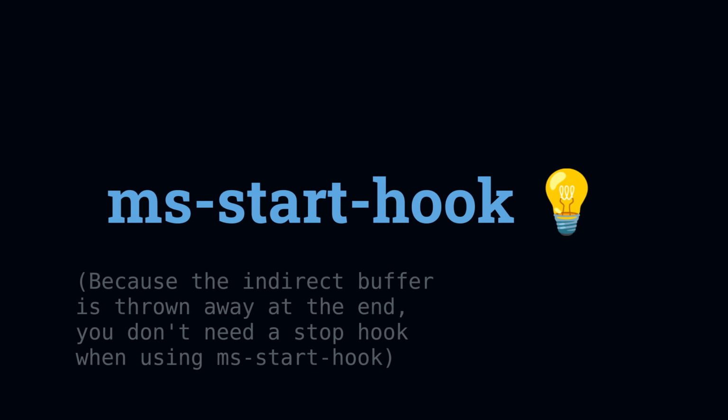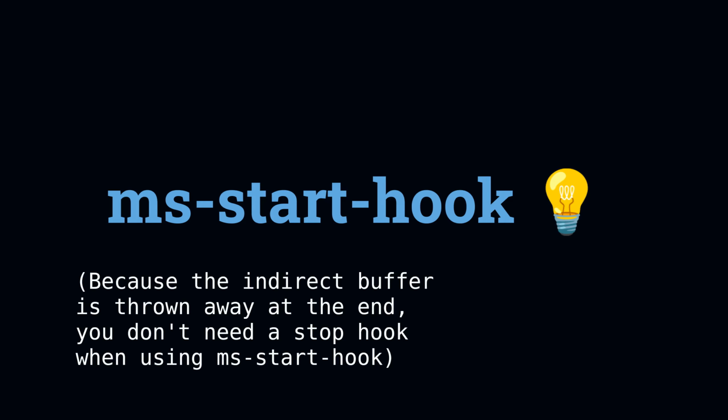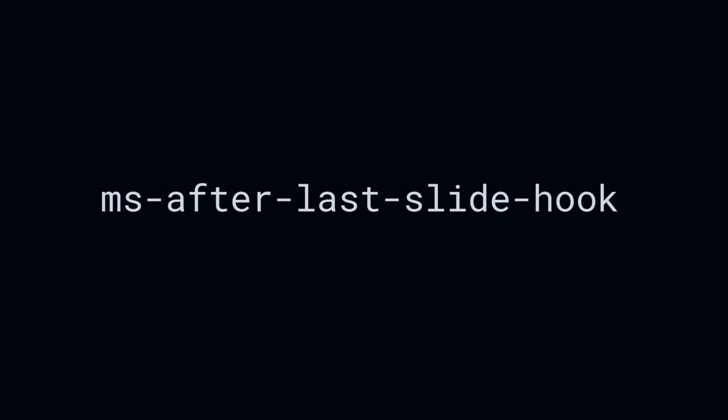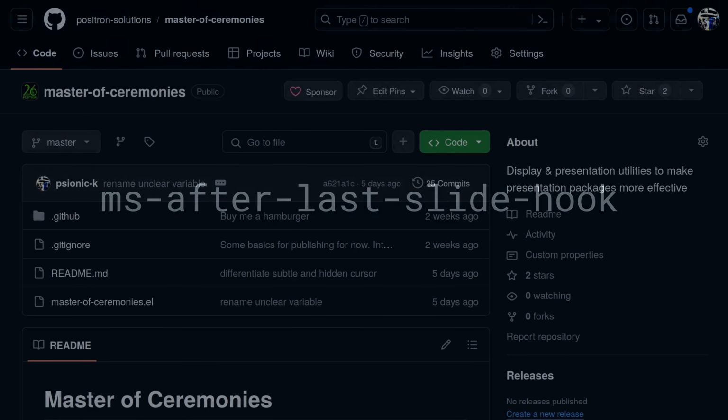The very simple solution is to use the MS start hook. That explicitly only runs in the indirect buffer. The other hooks you might want to look at are the MS narrow hook. That runs anytime that the restriction state is changed due to a step forward or step backwards. And the other hook is the MS after last slide hook. So this is how you implement what am I going to do when the presentation's finished.